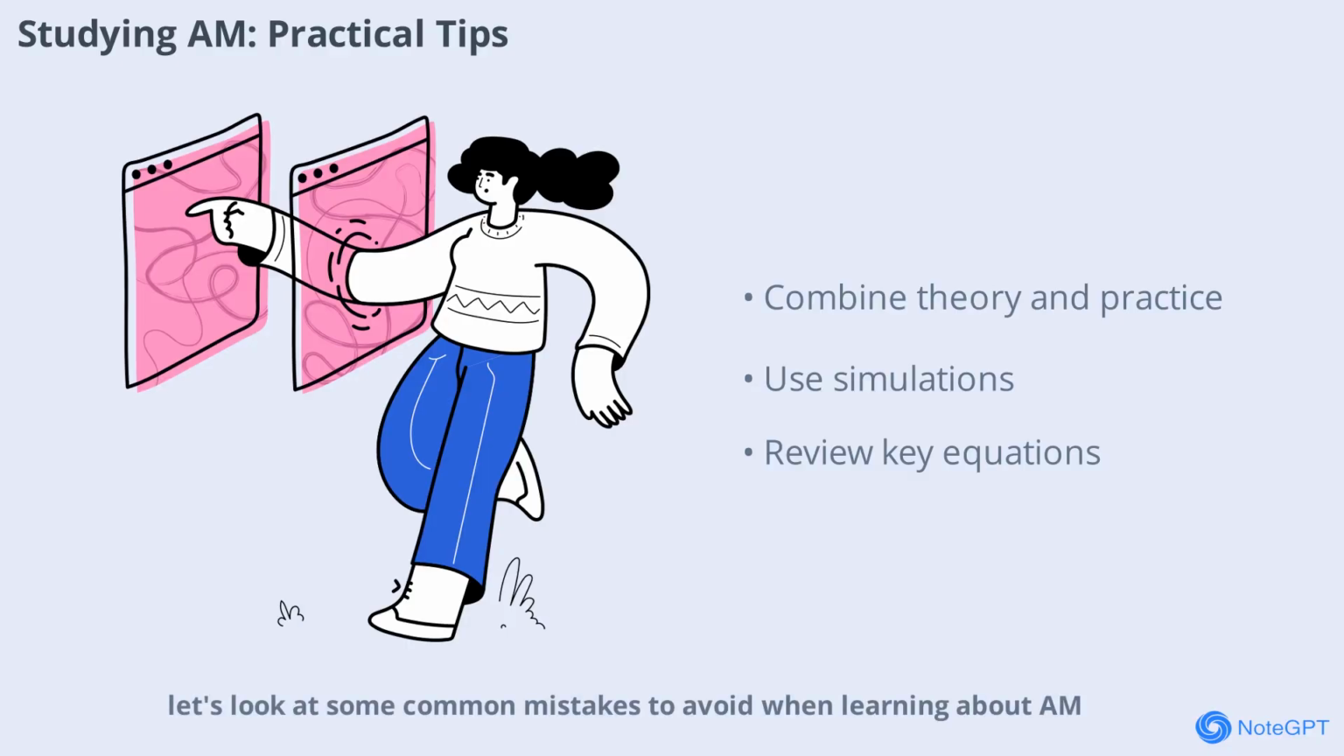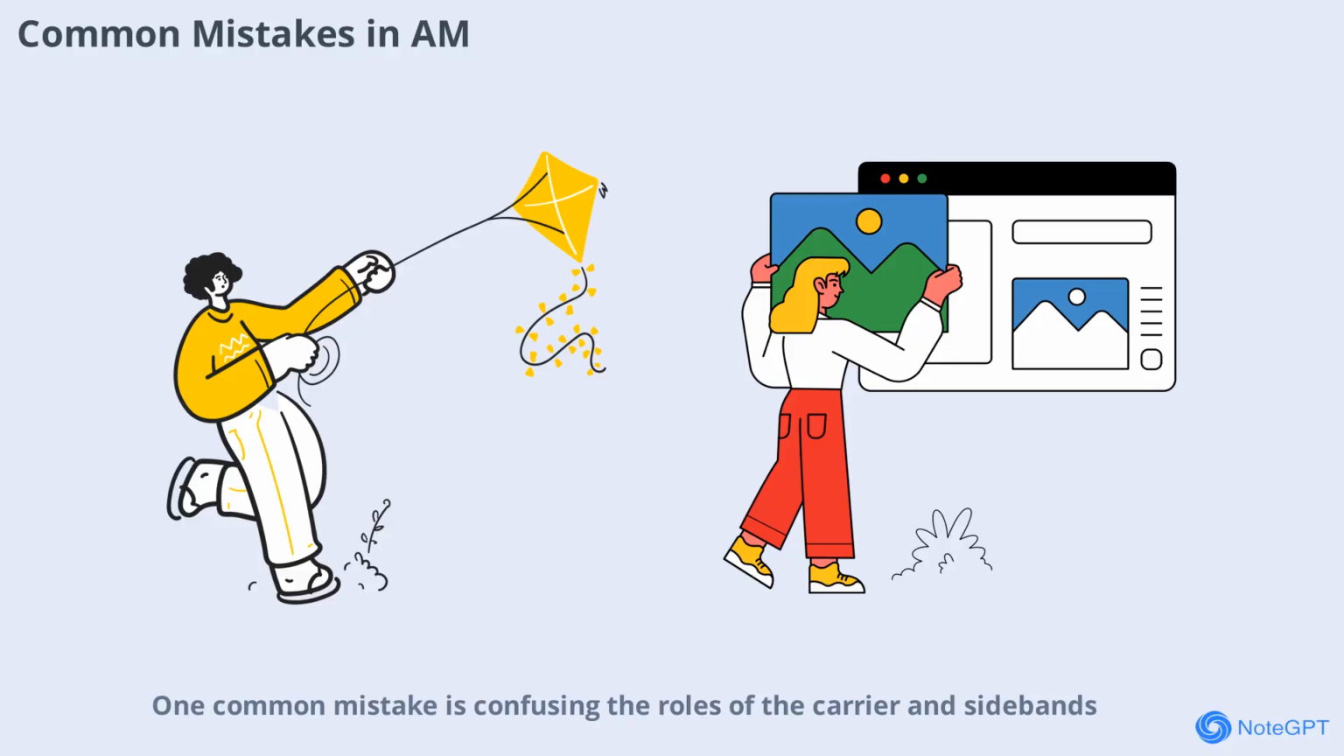Next, let's look at some common mistakes to avoid when learning about AM. One common mistake is confusing the roles of the carrier and sidebands. Another is overlooking the importance of proper modulation depth, which can lead to distortion or weak signals. It's also easy to underestimate the impact of noise and interference on AM performance. Being aware of these pitfalls can help you avoid errors and gain a clearer understanding of amplitude modulation.